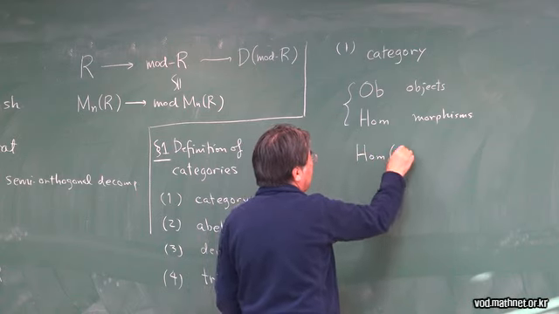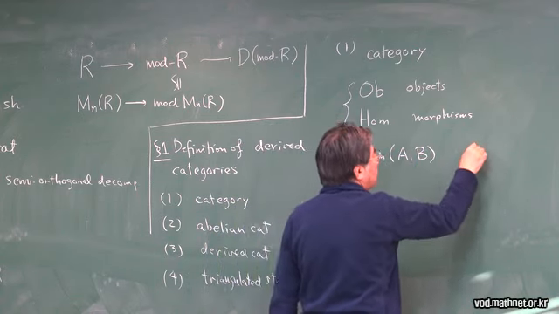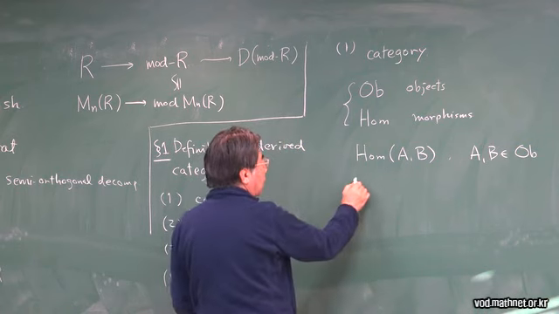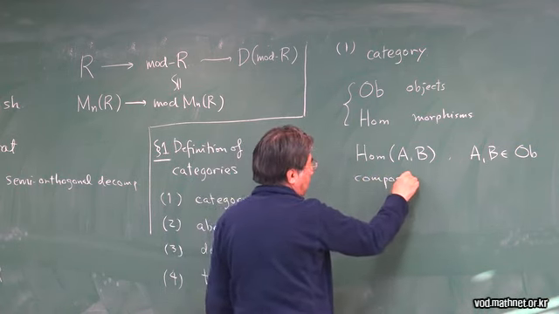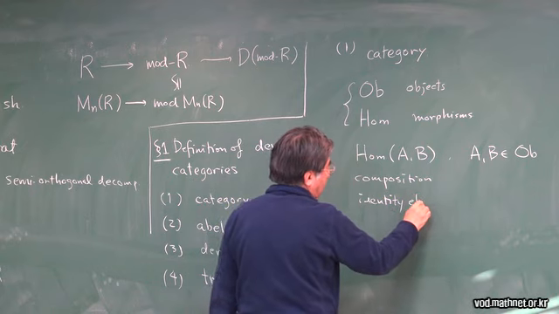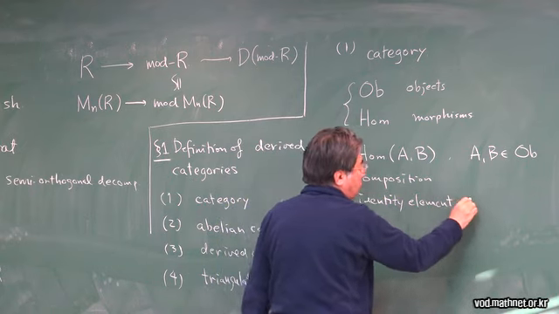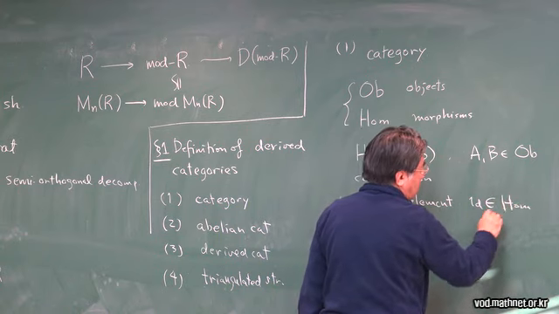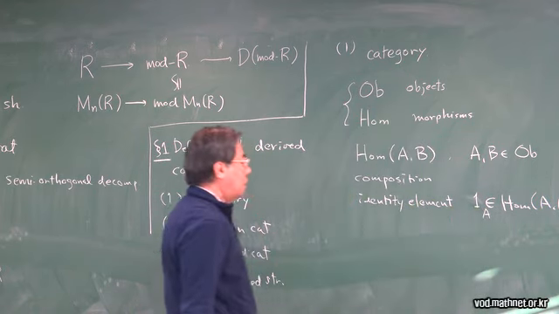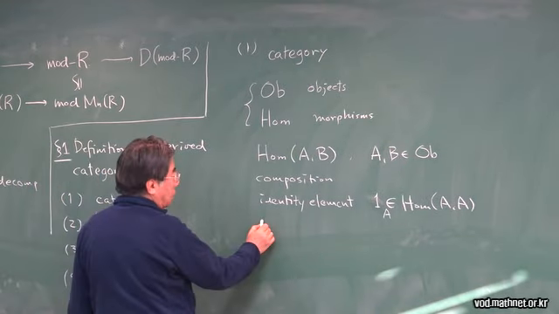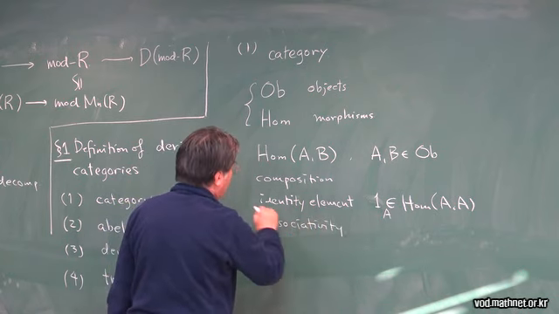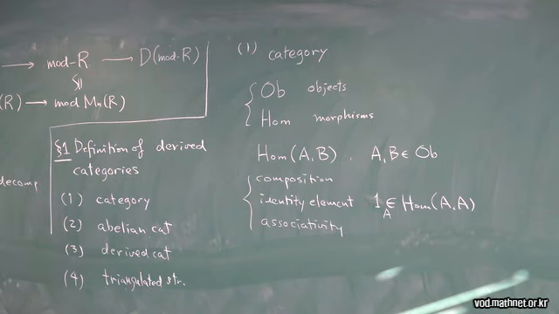So home is a set for two objects, and this is again a set, and you have composition and also an identity element, so the identity in home(A, A) for A. This is an axiom, and there is the associativity law. So this is the axiom of a category in the usual sense.